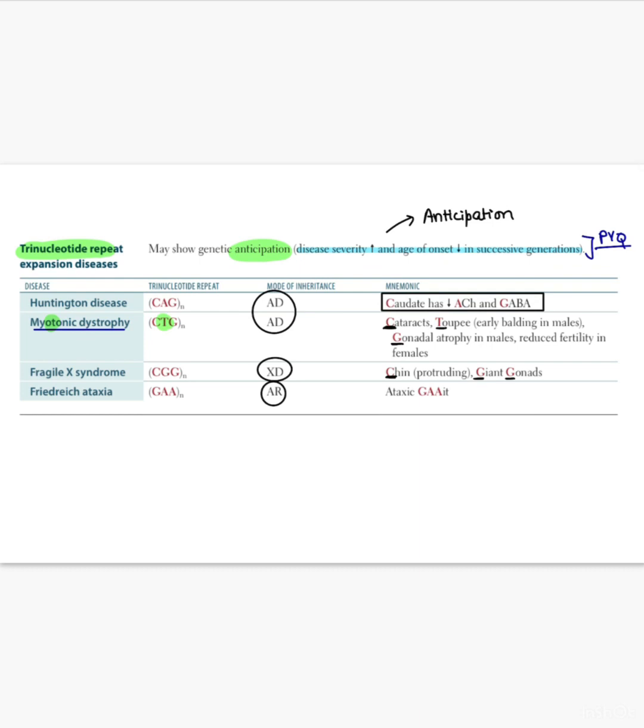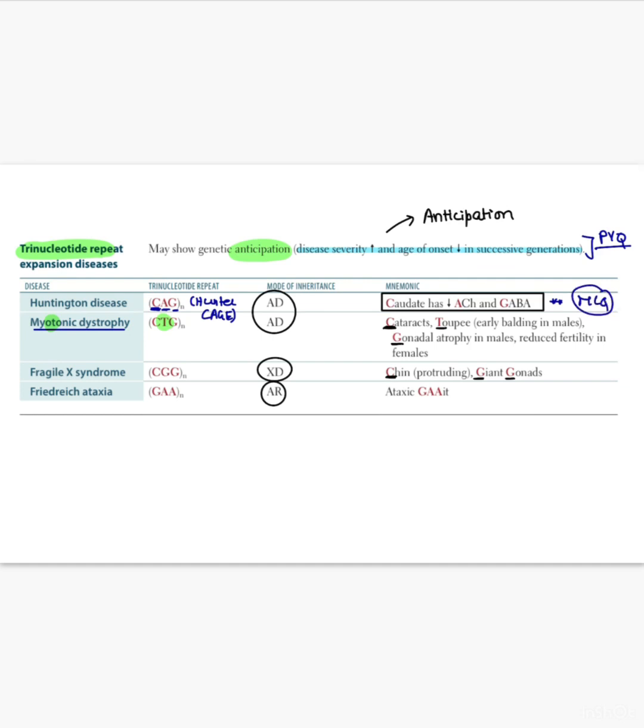Now this Huntington disease. Remember, a hunter uses a cage, so the mnemonic is CAGE. This is autosomal dominant. How to remember? C means caudate atrophy, A means decrease in acetylcholine, and G means decrease in GABA. Very important MCQ that may be asked.